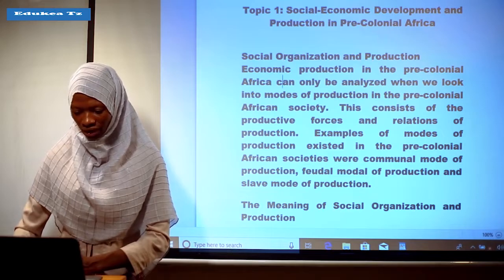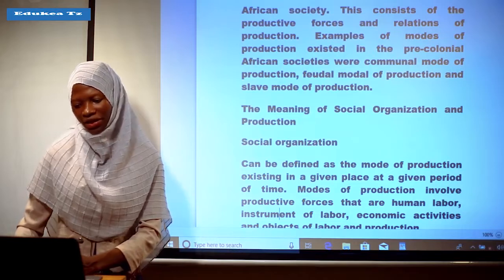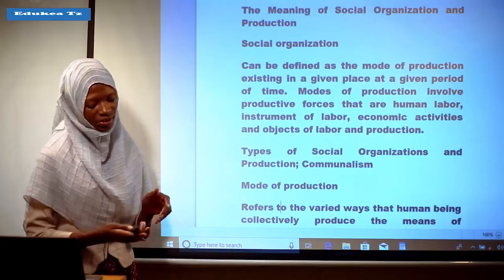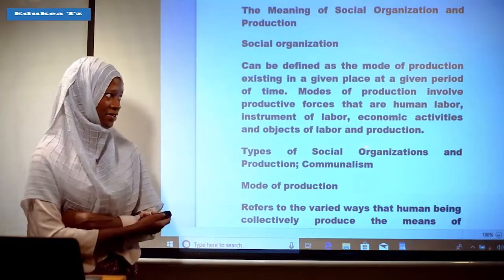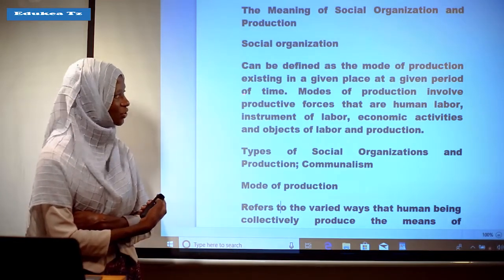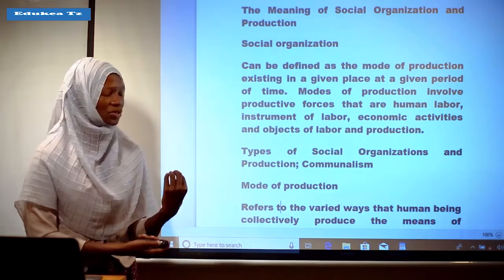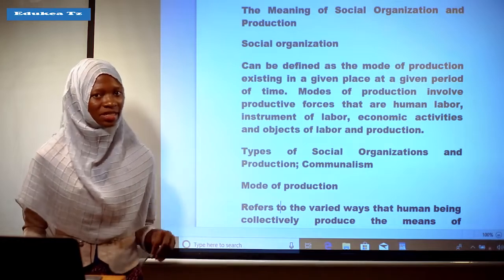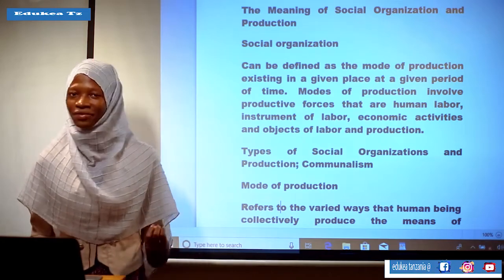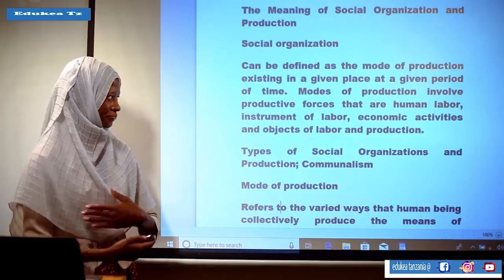Let's see the meaning of social organization and production, starting with social organization. Social organization can be defined as the mode of production existing in a given place at a given period of time. That's why history as a subject is about a series of events based on period or time.